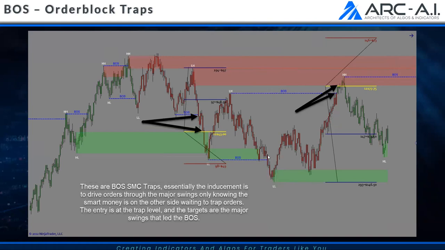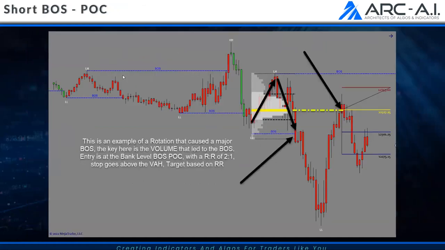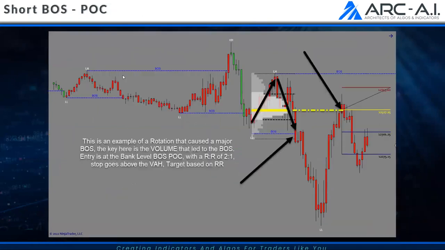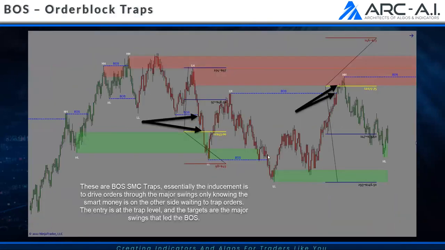So these are strategies that can be used with the software. And what's really important is that you realize that there are so many ways to leverage the smart money tool set. It's impossible for me to put it on a list. There are just so many ways to trade it. These are 3 examples that I wanted to show you. We've got the boss order block opposing setup. We've got the boss point of control setup. And then we've got the boss order block traps.